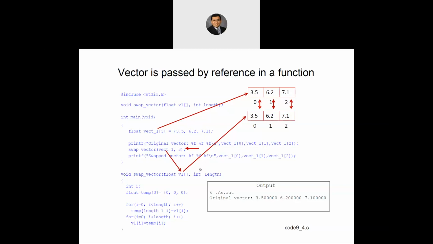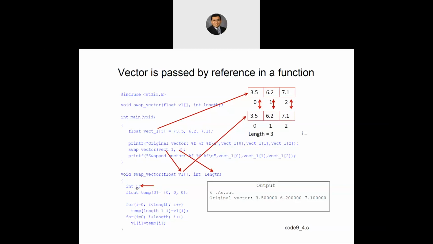Now let's go ahead and do a continuous tracing and see what happens in this program. So vect1 value is passed to v1. So whatever value you have in vect1, you have the same value in v1. Since it's an array, all the subscripts will be connected to each other. Okay, remember it is called by reference. Now that you are in here, let's see what happens in swap vector function. Now, 3 is passed to the length variable, so the value of length will be 3.